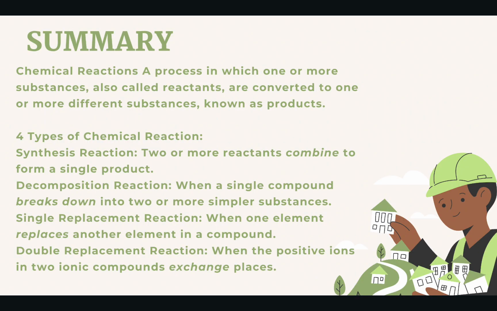For a quick summarization, chemical reaction is a process in which one or more substances, also called reactants, are converted to one or more different substances, known as products. For the four types of chemical reaction, the first one is synthesis reactions. It is where two or more reactants combine to form a single product. Decomposition reactions is the second one. It is when a single compound breaks down into two or more simpler substances.